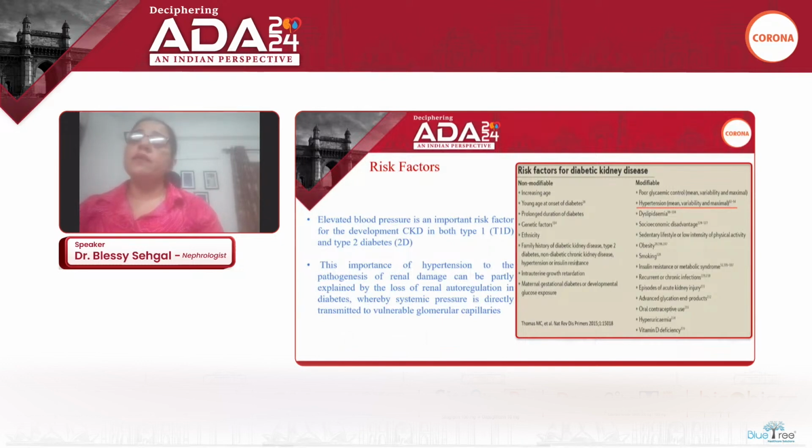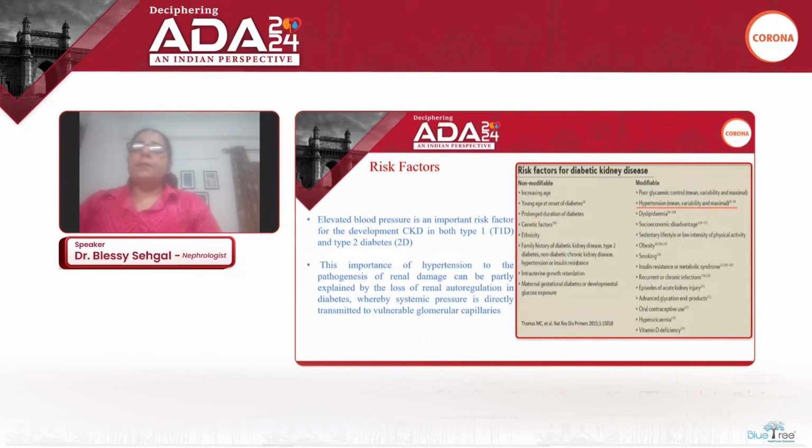Hypertension is another important factor for the development or progression of renal disease in diabetic patients. Then dyslipidemia, patients of lower socioeconomic strata, patients who have a sedentary lifestyle, who are obese, who are smokers, who have insulin resistance or chronic infections. Patients who have recurrent episodes of acute kidney injury tend to develop CKD more as compared to patients who have not had acute kidney injury. Oral contraceptive use in females, hyperuricemia, and vitamin D deficiency are other predisposing factors for renal failure.